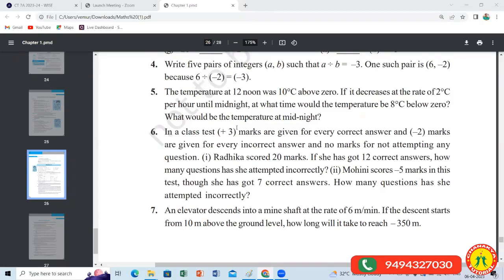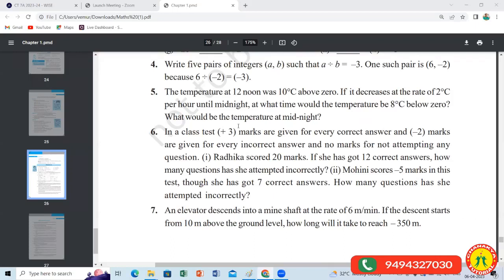Ma'am, here it is written: the temperature at 12 noon was 10 degrees Celsius above zero. If it decreases at the rate of 2 degrees Celsius per hour until midnight, at what time would the temperature be 8 degrees Celsius below zero? What would be the temperature at midnight? Nana, you see here, the temperature at 12 noon was given as 10 degrees Celsius above zero. That means plus 10 degrees Celsius.